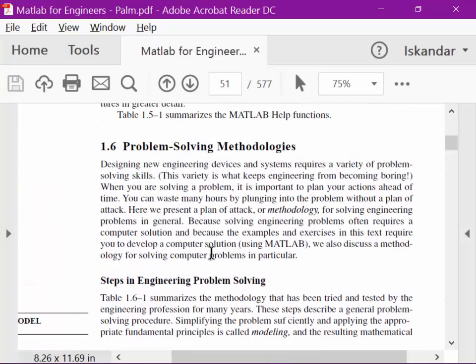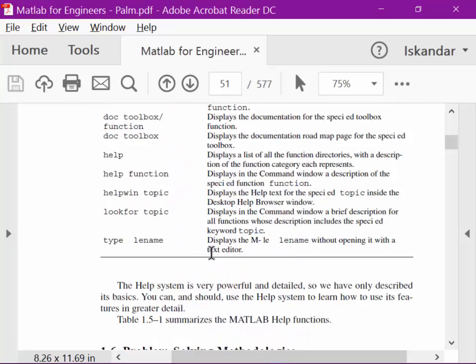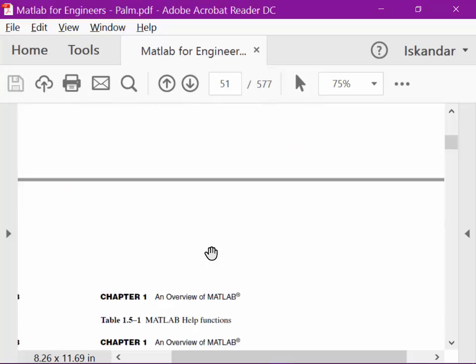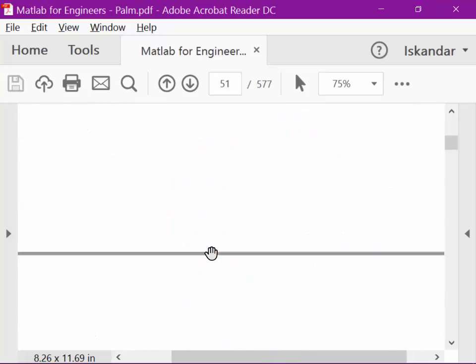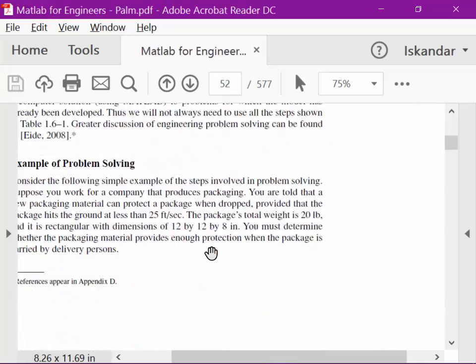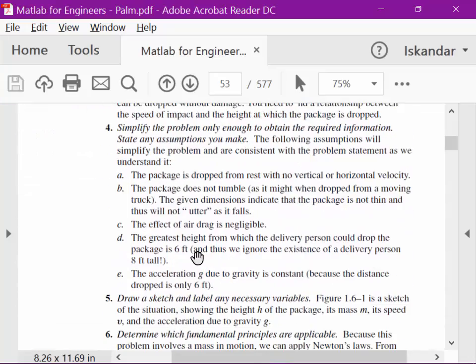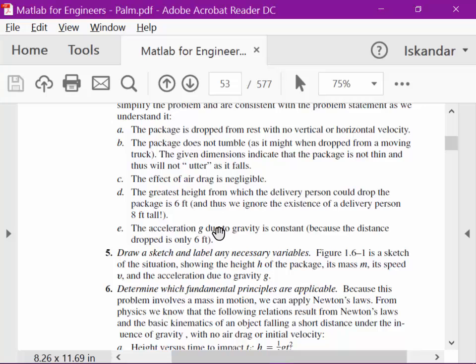Because I remember reading it says that we assume that there's no 8 foot delivery man. Where? Page 53. Okay, item D. Yeah, there we go. See, these are the assumptions we made, and you missed it.